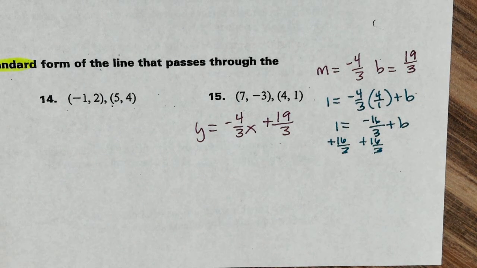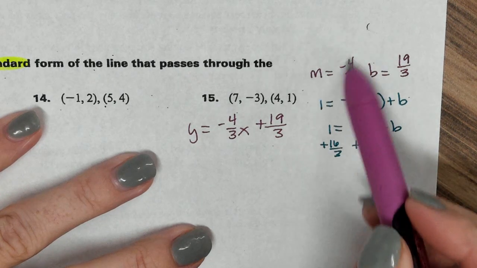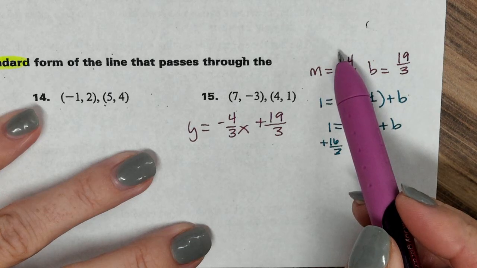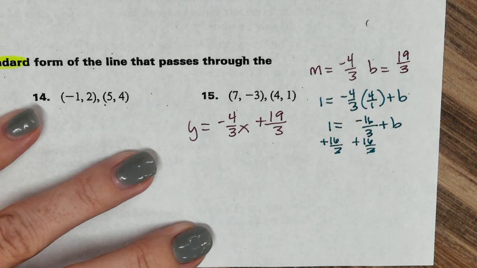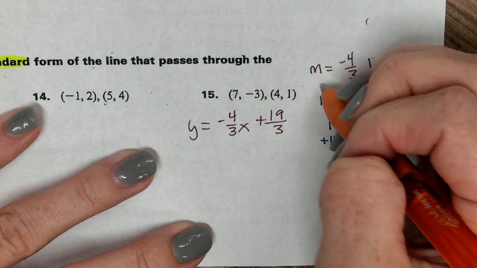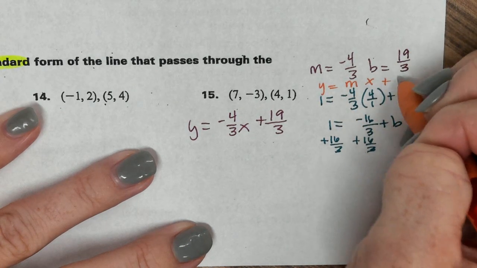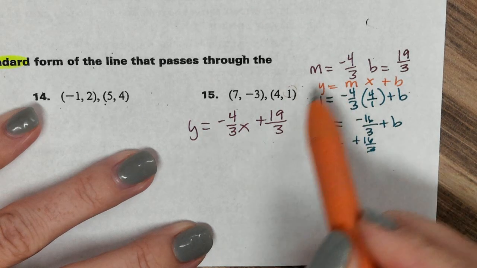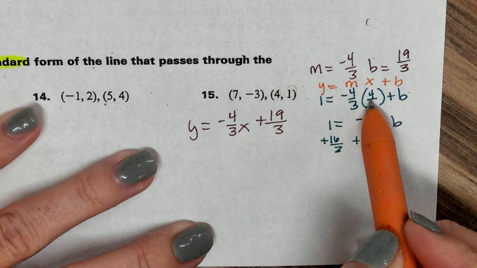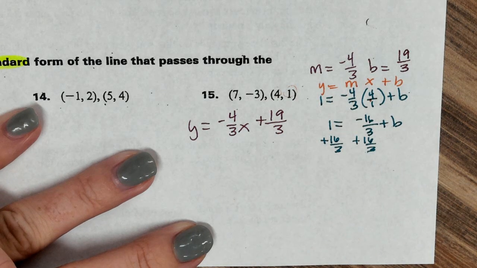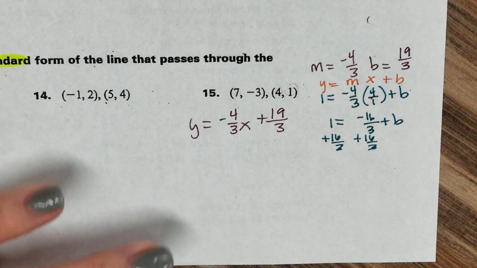Y'all remember how to do that? Yes or no? Okay, this is what we learned for the whole last week. Again, to find slope, we use the slope formula, y2 minus y1 over x2 minus x1, yes? Then we plugged in one of these points. This was y equals mx plus b. I plugged in 1 for y, negative 4/3 for m, and 4 for x. That's all I did, and I solved for b. Are you good?